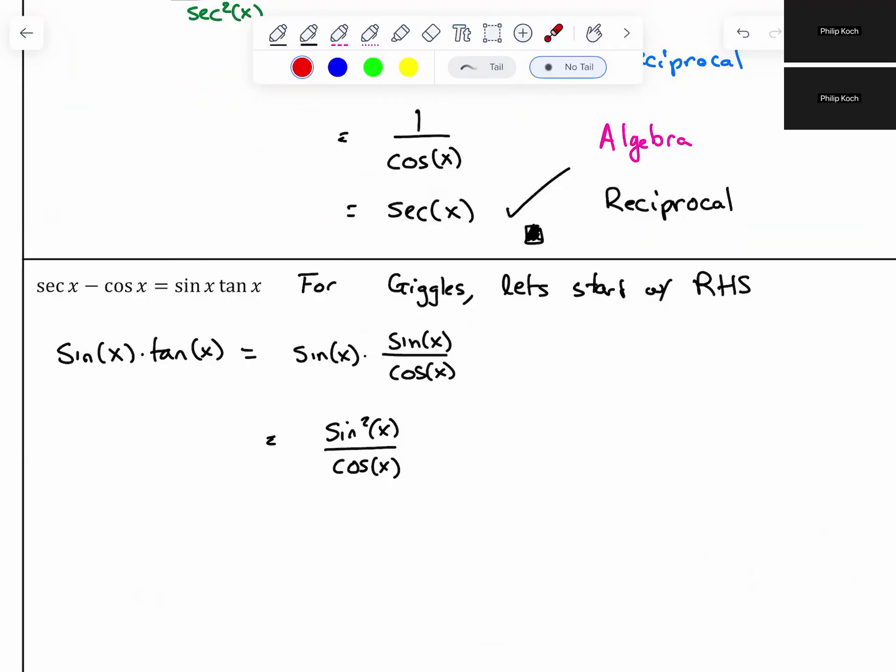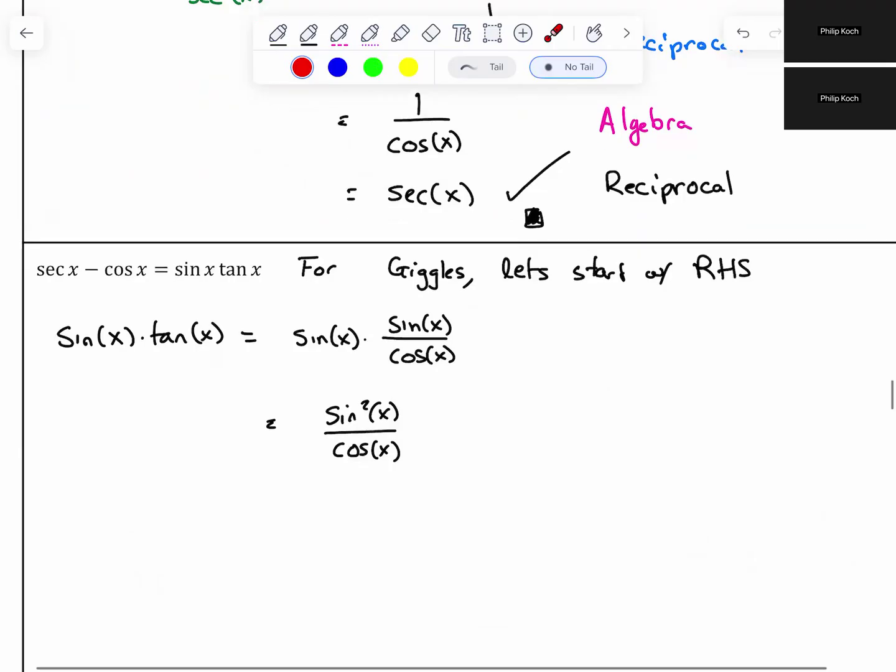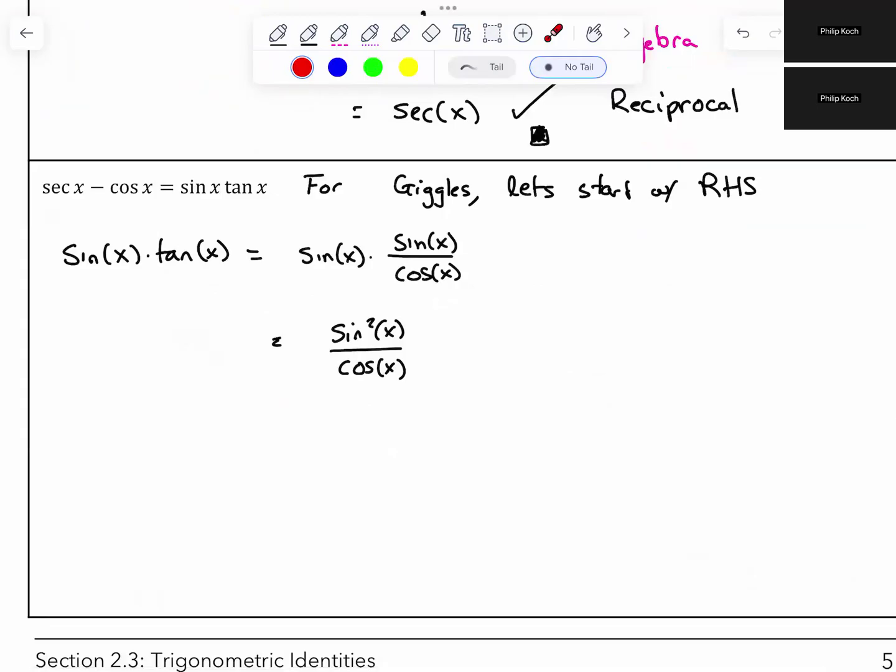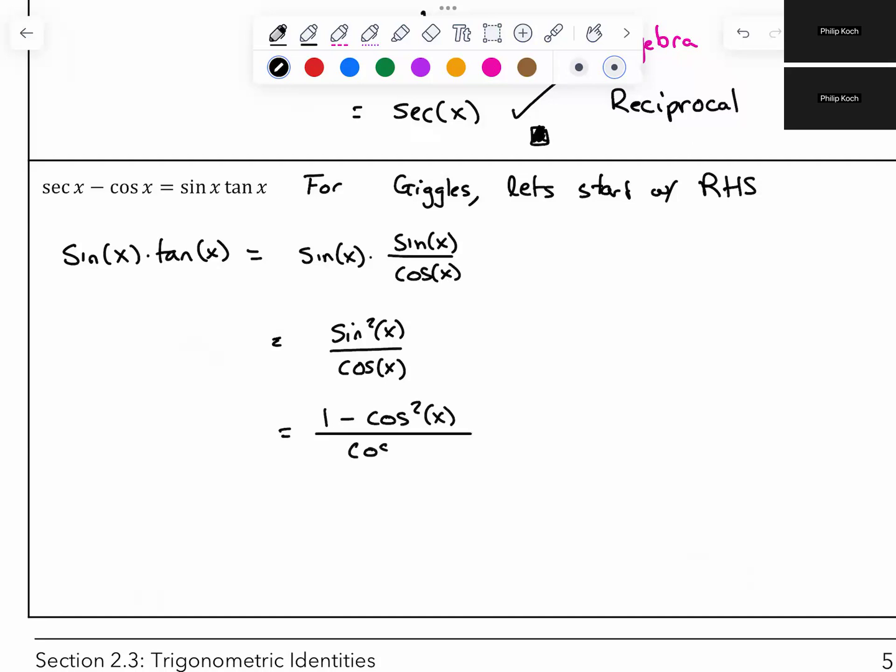Yes, Lamar was absolutely correct. You're going to rewrite the sine squared, or no, was it Eli or was it Lamar? I can't remember. It's Eli. Rewrite it as 1 minus cosine squared: 1 minus cosine squared of x divided by cosine of x. All right, and that's just a Pythagorean identity.